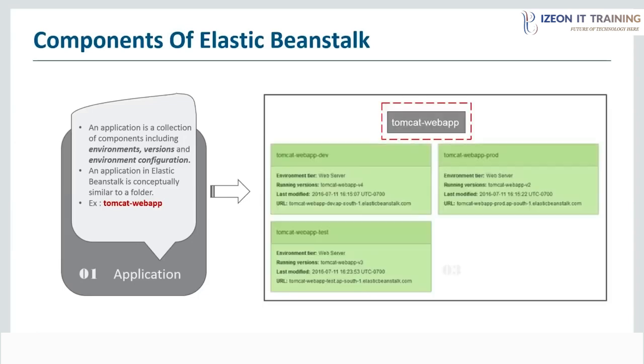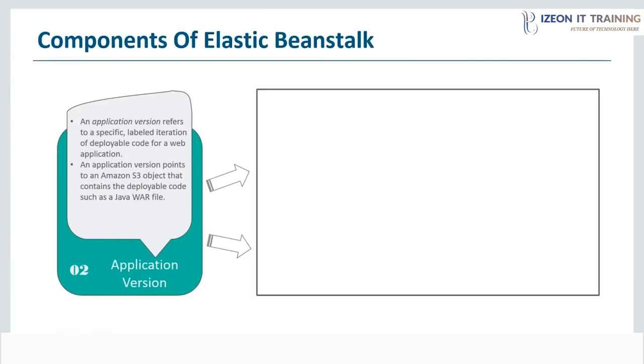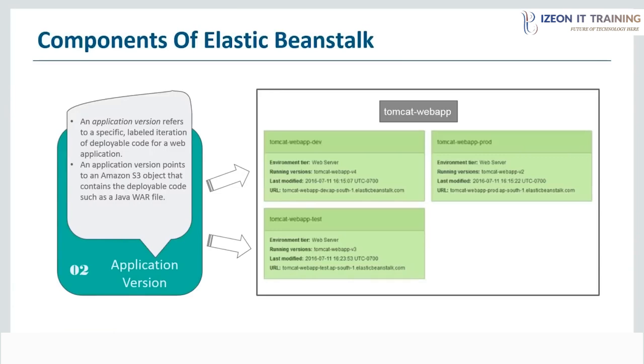If I have to define a folder or application in technical terms, then it is a collection of different components like environments, application versions, and environment configuration. Let's try to understand each of these components one by one. We have something called an application version. Suppose you have written code, stored it in a file, and deployed this code on Elastic Beanstalk, and your application has been successfully launched.